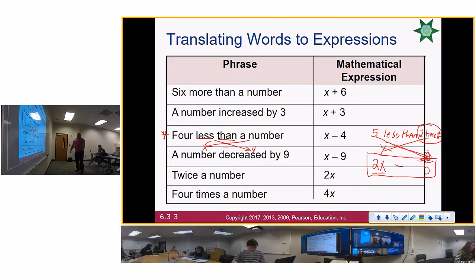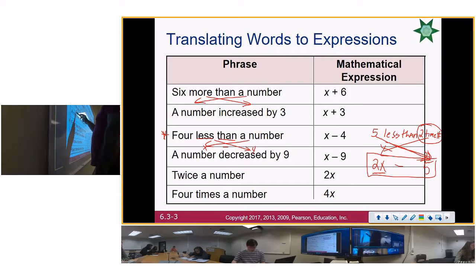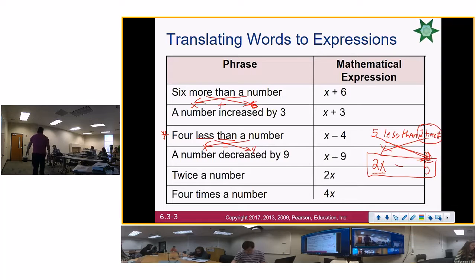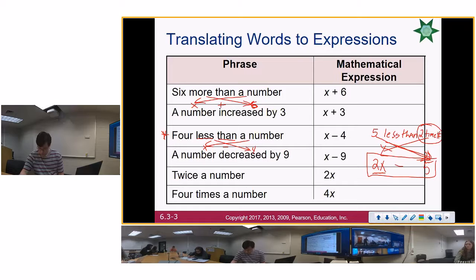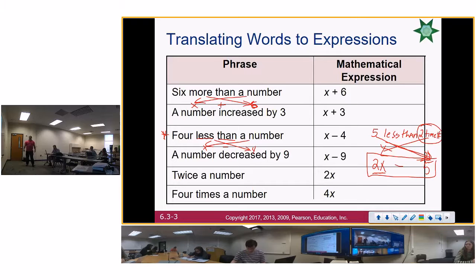So, 6 more than a number. Technically you're supposed to crisscross that one, more than and less than, but more than doesn't matter because addition is commutative. 2 plus 3 is the same as 3 plus 2. So it really doesn't matter with more than, just less than. A number increased by 3, x plus 3.